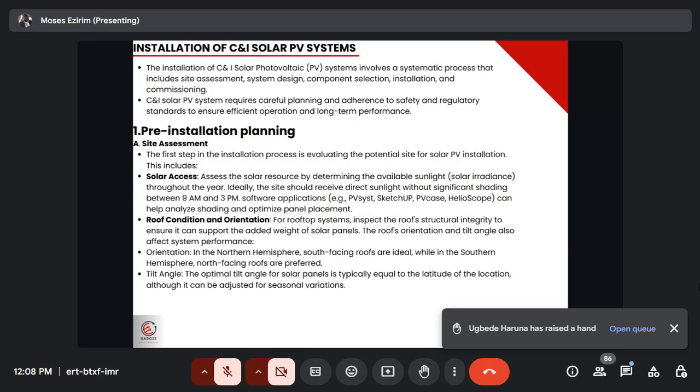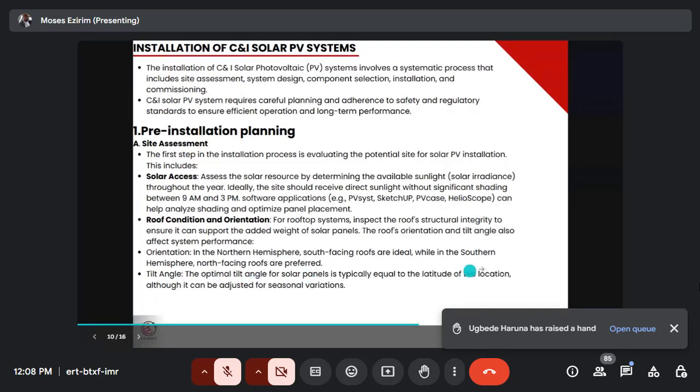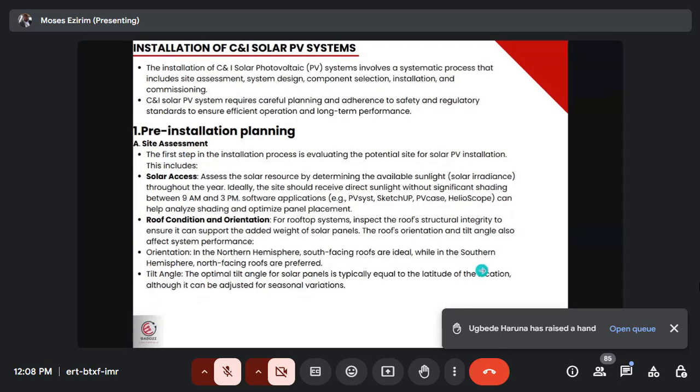So now, tilt angle is the optimum angle for the solar panel. It's typically equal to the latitude of the location. Although, don't worry about orientation and tilt angle. We're going to discuss that. There are sites where you can see all that. All you need to do is just input those values. You will see everything there. All right. So now let's look at the next one, which is the load analysis and system sizing.